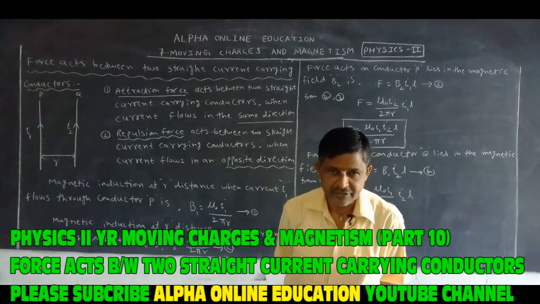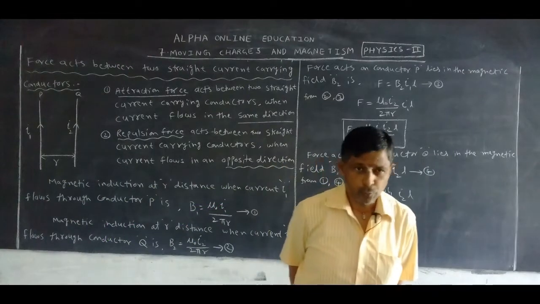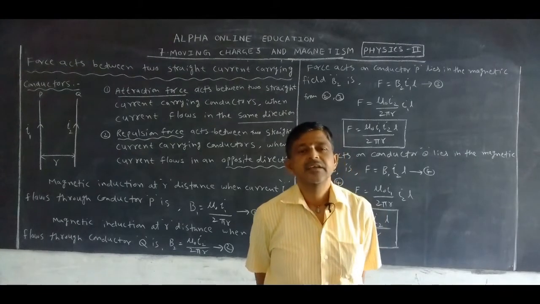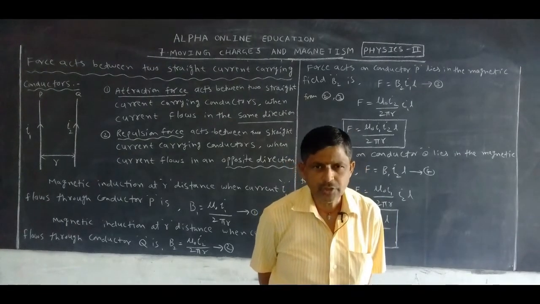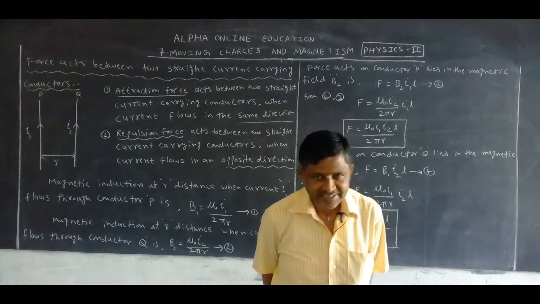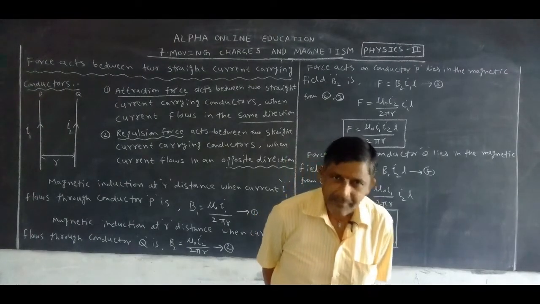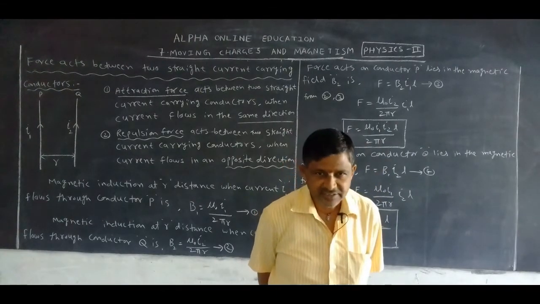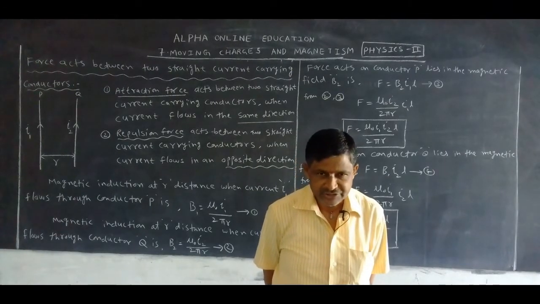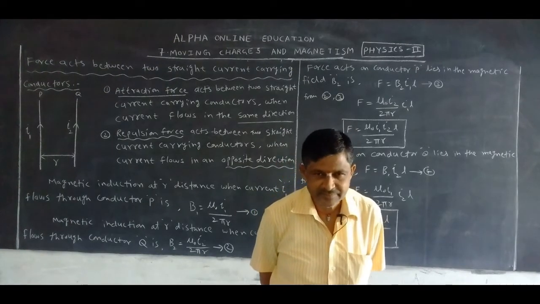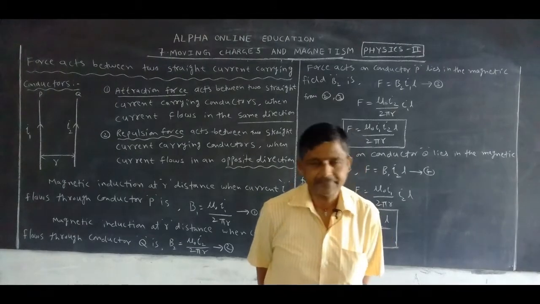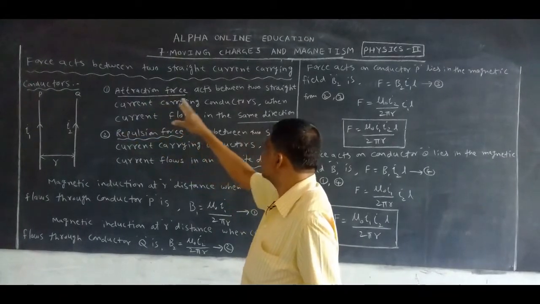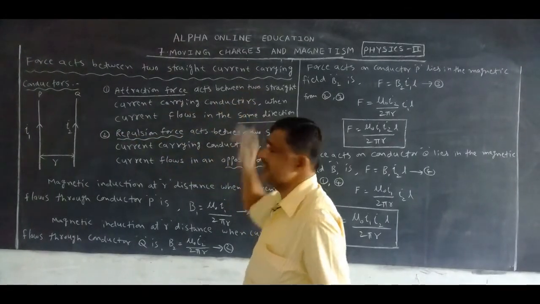We derived the equation for the force acting on a current carrying conductor in a magnetic field: F is equal to BIL sin theta. It is maximum when the magnetic field and the length of the conductor are perpendicular to each other, that is F is equal to BIL. Now, in this topic, force acts between two straight current carrying conductors.